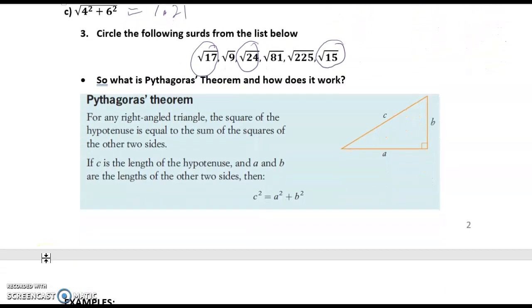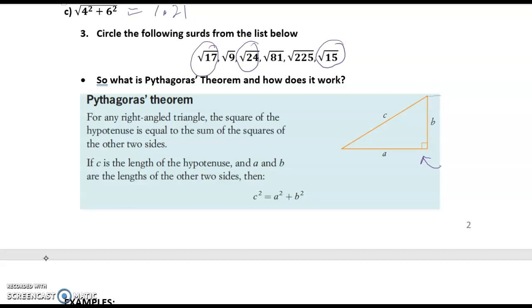Okay, so what is Pythagoras' theorem about and how does it work? So we remember from last year that basically you must have a right angle triangle. So for any given right angle triangle, the hypotenuse squared is equal to the sum of the squares of the other 2 sides.